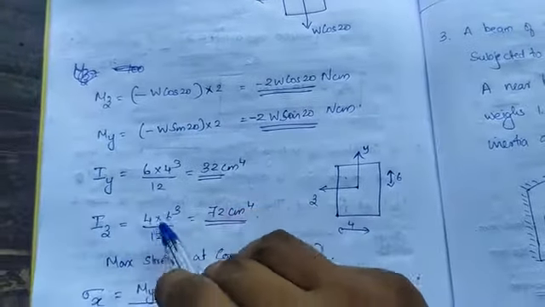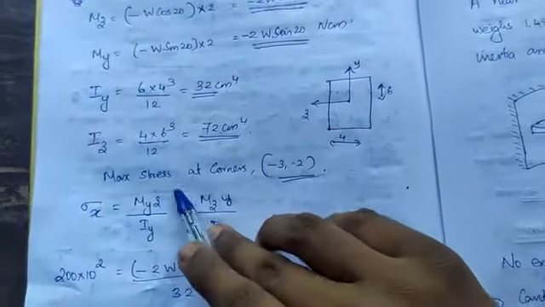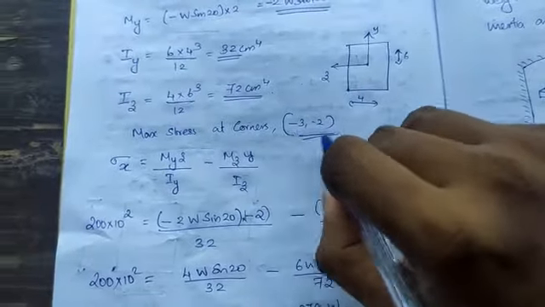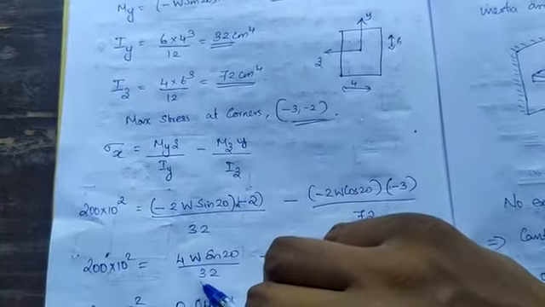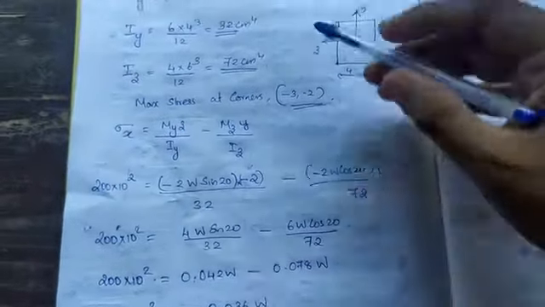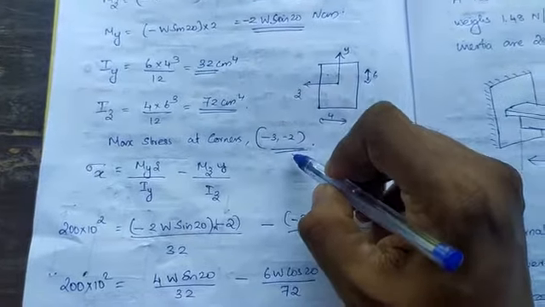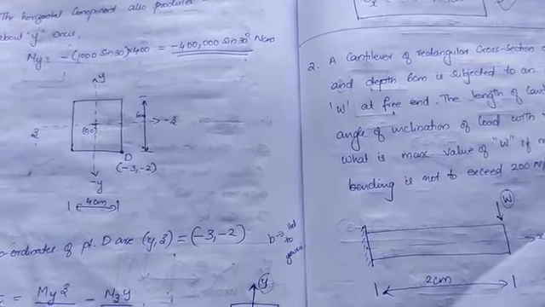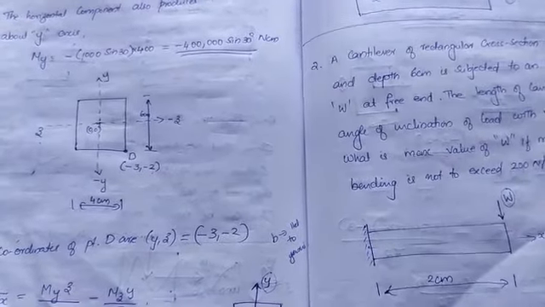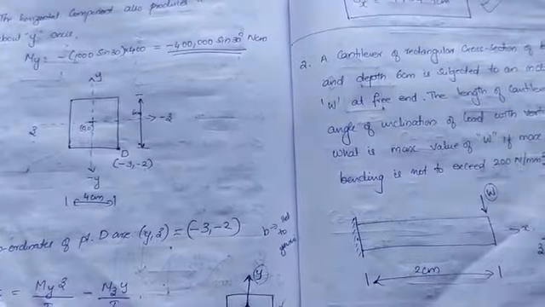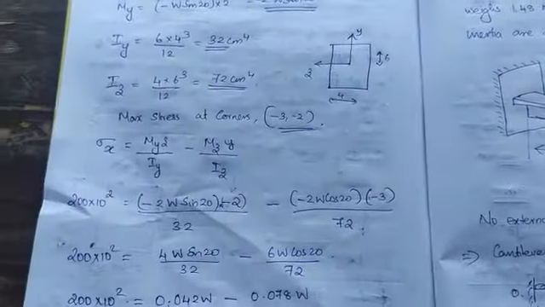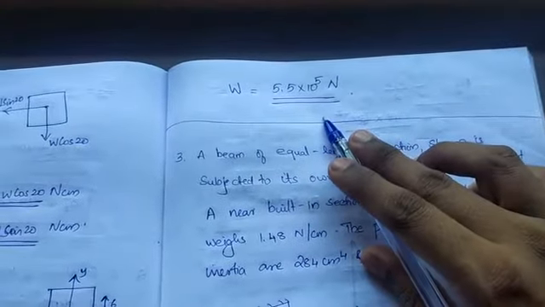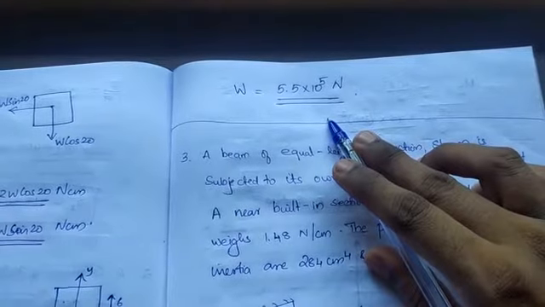The same procedure. The maximum stress will be at the corners, again minus 3 and minus 2. See why it is again minus 3 minus 2: since the load is applied from here, at these two corners the stress will be maximum. So substituting this, you will get the answer 5.5 into 10 power 5 Newton per mm square.